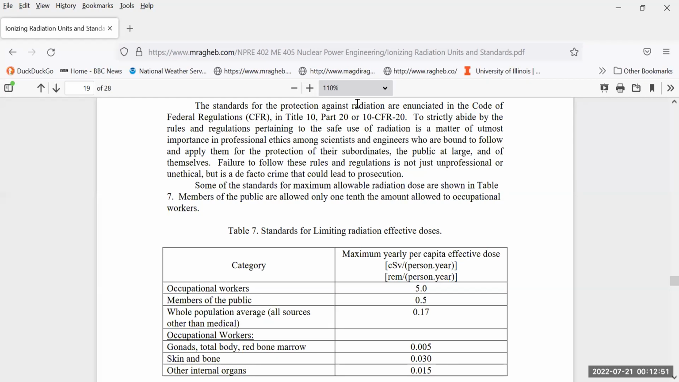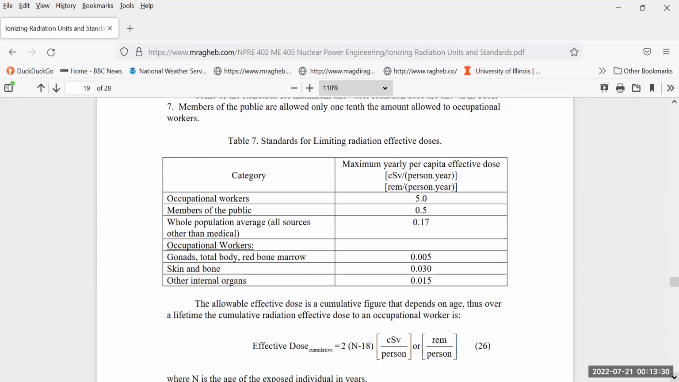In that Code of Federal Regulations, CFR, in Title 10, Part 20, also designated as 10 CFR 20, you'll find all these limitations in the use of radiation, and for instance, the maximal permissible concentration of radioisotopes in different applications. They have to be followed professionally and ethically in any design, calculation, or any activity where radiation is being used. Some of the standards for limiting radiation effective doses are listed in the table here.